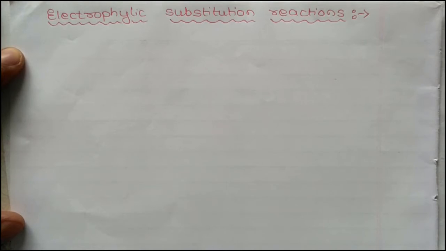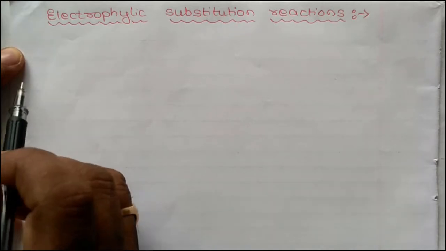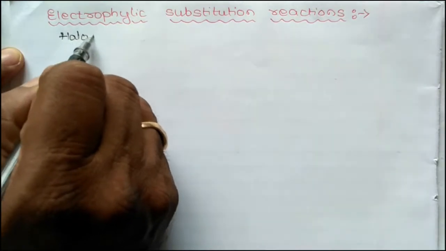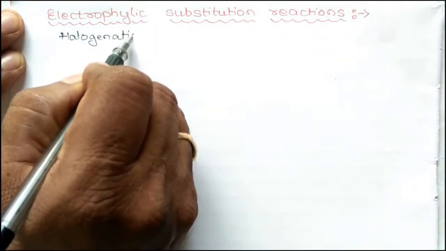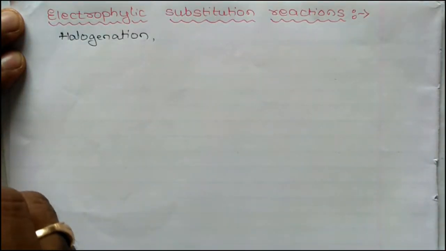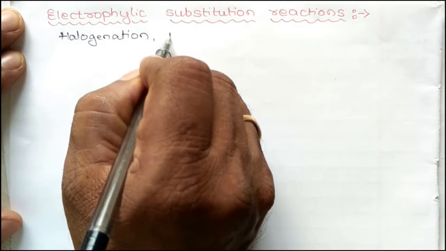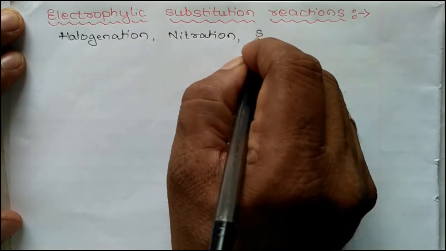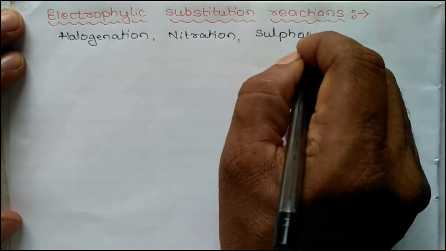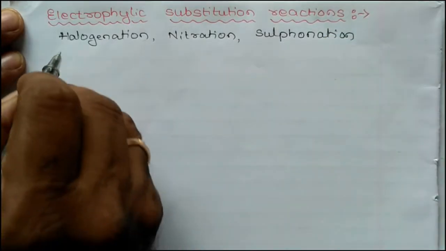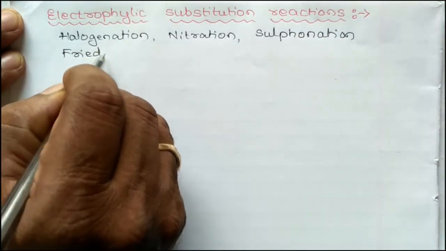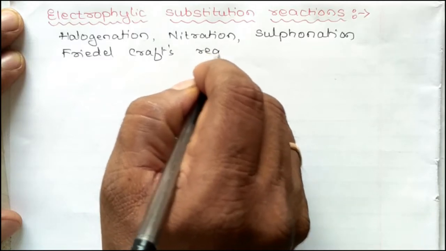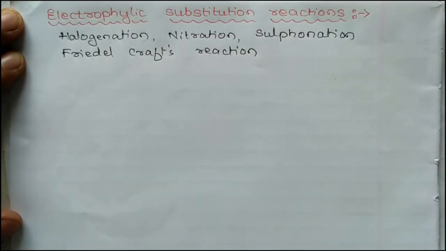Now we'll discuss electrophilic substitution reactions of halogens. Halogens undergo electrophilic substitution reactions such as halogenation, that is introduction of a halogen atom in a benzene ring, then nitration, introduction of NO2 group, sulfonation, then Friedel Crafts reaction. These are the electrophilic substitution reactions.